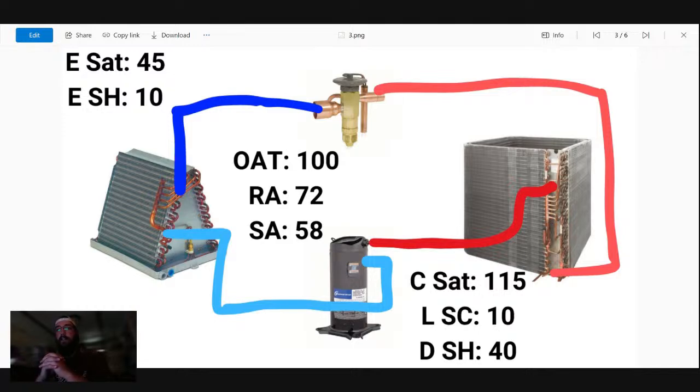It's not excessive. Our condenser saturation is 115. I mean, we're at that 15-degree split. Like I said, this is a standard system, nothing fancy. 10-degree subcool, 40-degree discharge superheat, perfectly fine with that. Which makes sense because our superheat is 10, so I wouldn't expect us to have any kind of discharge superheat issues with a 10-degree suction superheat.